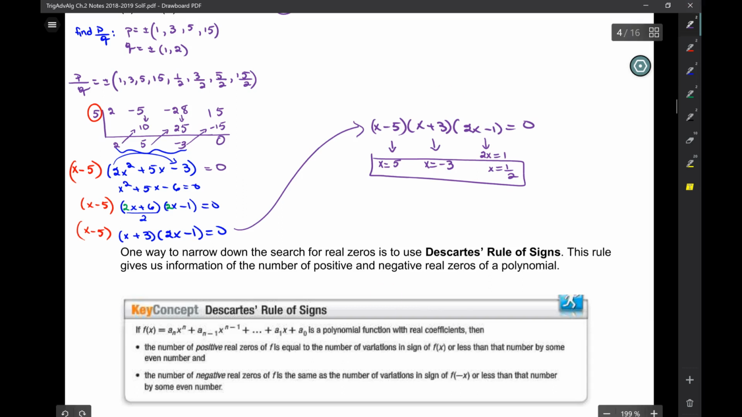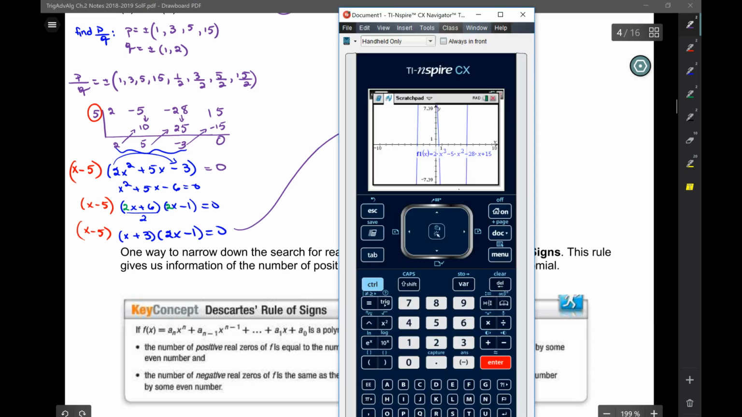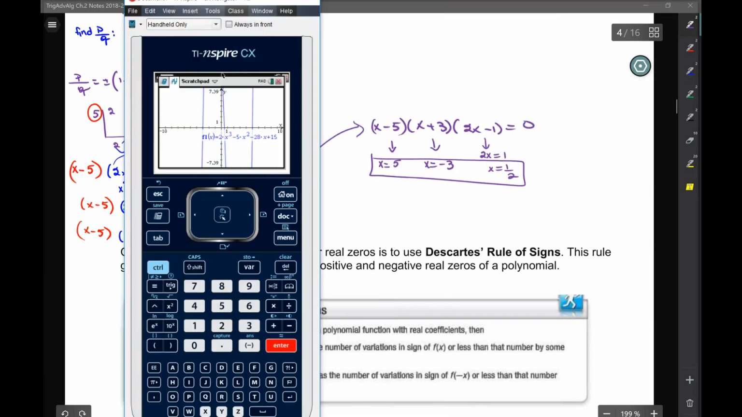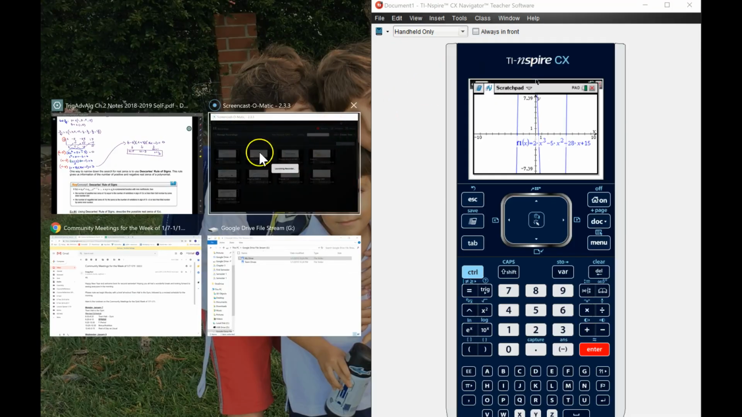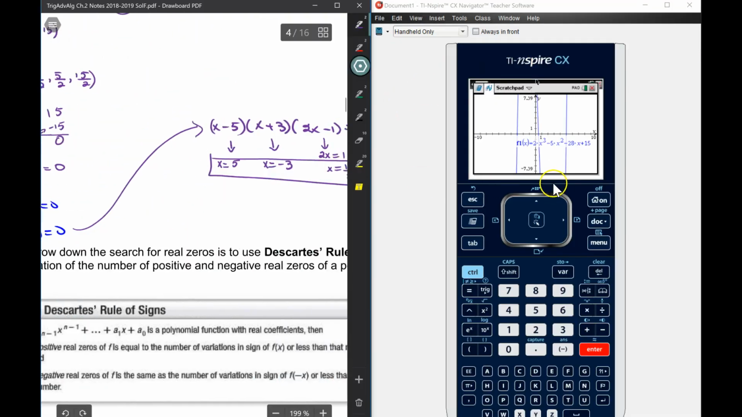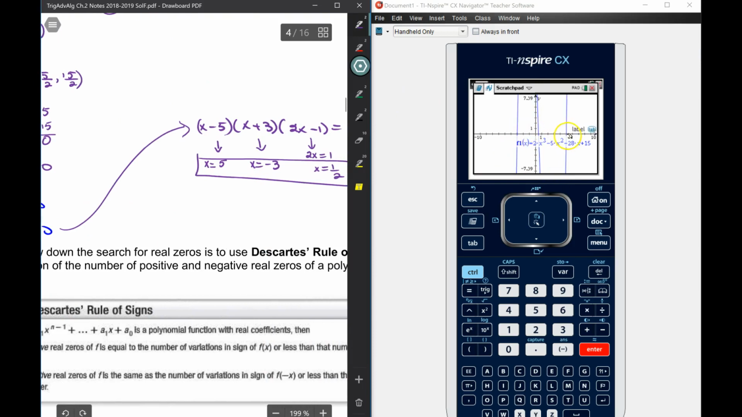Now, you've already graphed this function, so you can just confirm on your calculator that, yeah, those really are the zeros that we got, right? We got x equals 5 here, x equals 1/2, and x equals negative 3, okay? And those are the 3 zeros. Isn't that cool? That's kind of cool. It's really not that bad, okay?